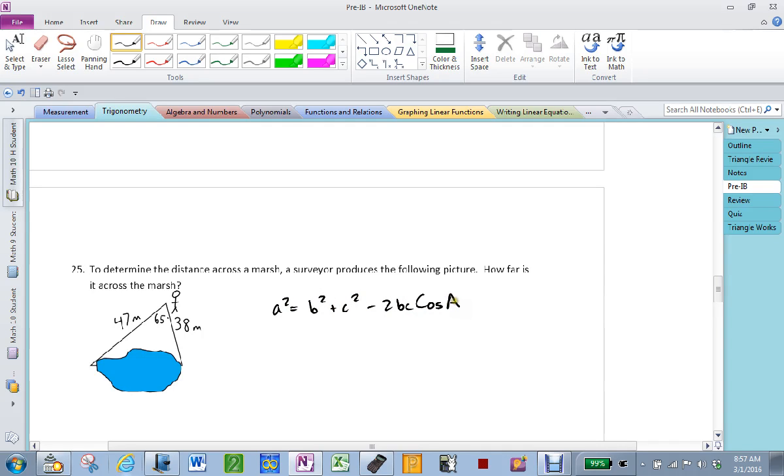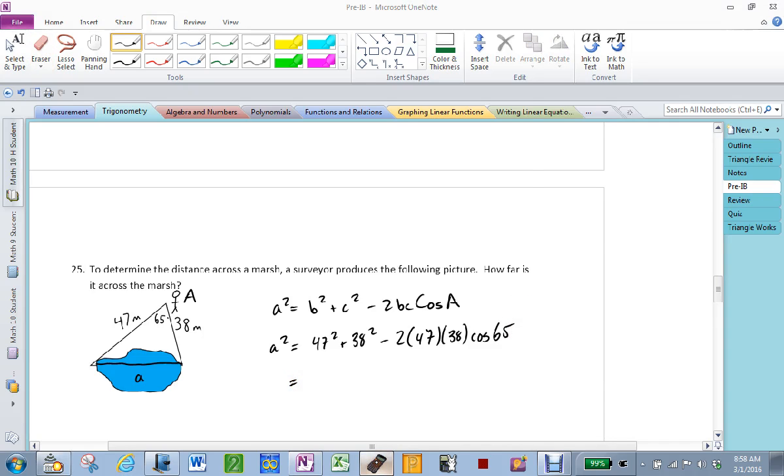Well, since I only have one angle, I should probably make him A, shouldn't I? So what does that make this guy? A, which makes this side what? Little a. And now we can fill it in, can't we? A squared equals B squared. Does it matter which one is B? No. Nope. 47 squared plus 38 squared minus 2 times 47 times 38 times cos what? 65. Now, if you punch that into your calculator, you're going to get a hideous decimal, aren't you?